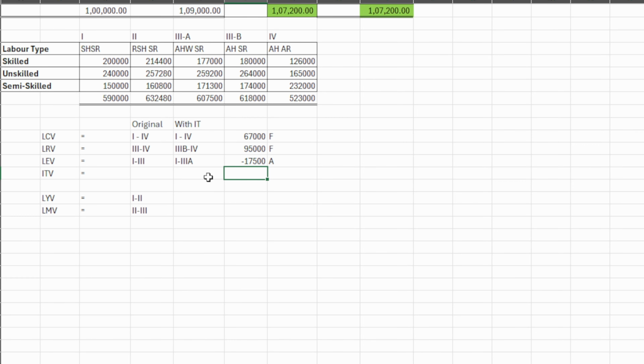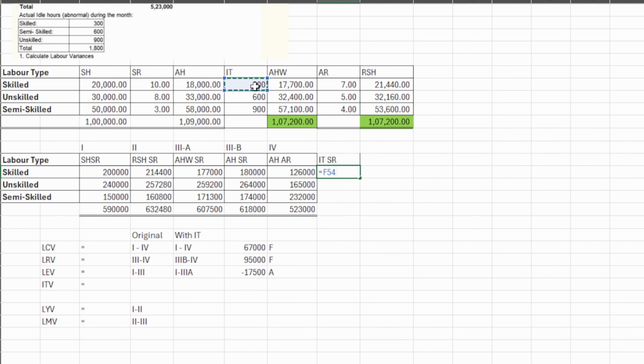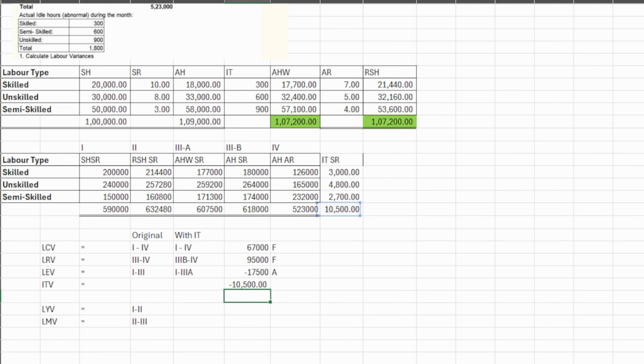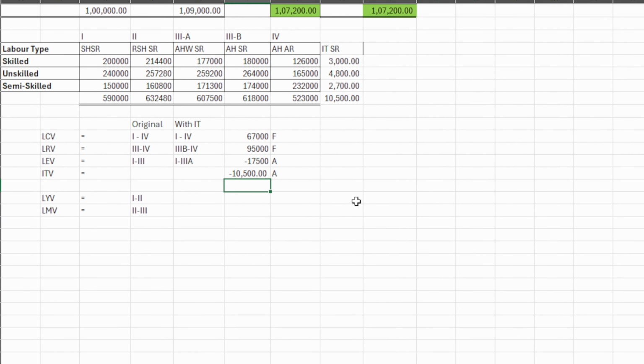How to calculate idle time variance? Simple, idle time multiplied by standard rate. So we will calculate it here. Idle time SR. So this is equal to idle time into standard rate. Similarly I do for all and I take the total. So idle time variance I can directly take it here, which is always adverse. Now it is time for reconciliation. When I reconcile, I should get 67,000, which I am getting. That means this part is matching now.